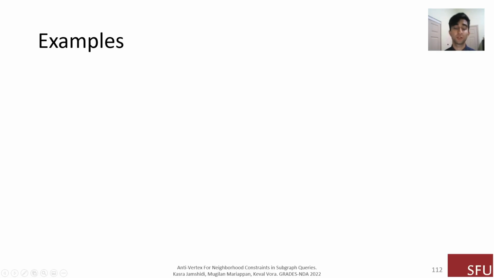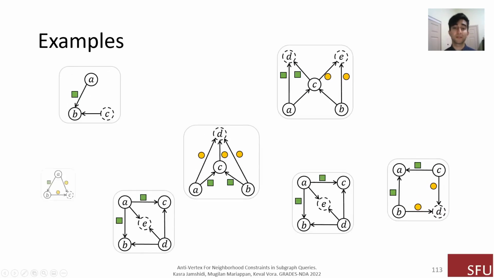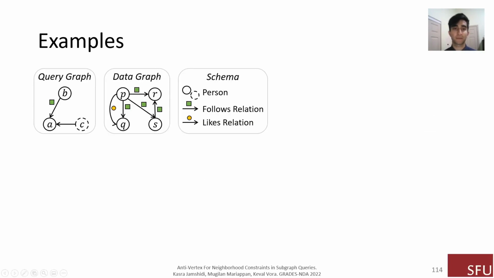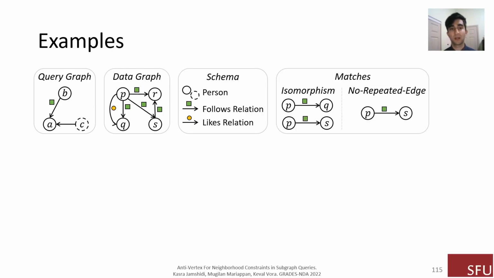To build intuition for anti-vertex semantics, the paper shows a suite of examples highlighting different cases in isomorphism and no-repeated edge semantics. Let's take a look at one of these examples in a social network setting. Here, vertices represent people and there are two edge labels, following and liking. A query edge with no label indicates that the edge is unconstrained. A data edge with any label can be mapped to it. These are the matches in isomorphism and no-repeated edge semantics.